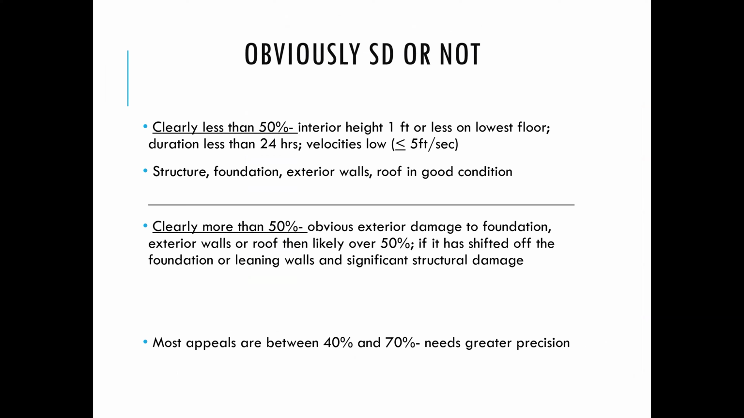And then if it's obviously substantially damaged, don't waste time on doing an assessment. Just mark that down, take the photos, organize it with all the property data. If it's obviously off its foundation or completely destroyed, we don't have to go through that process. But again, most appeals are between 40 and 70%. Those are the ones that we prioritize doing first, and they need greater precision. We need to really look at that because it's going to determine whether it's above or below or equal to 50%.